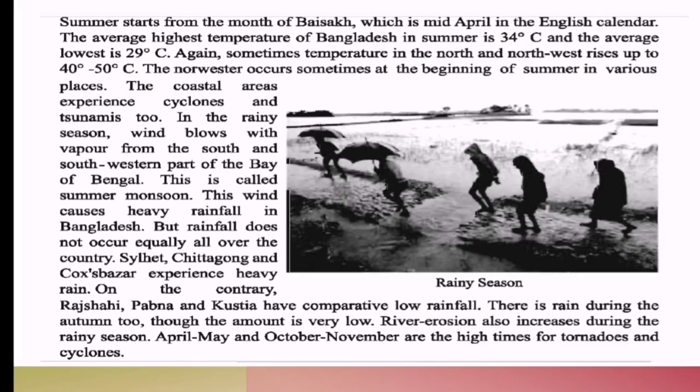Underline the first sentence. Summer starts from the month of Boishak, which is mid-April in the English calendar. Along with that, underline the following sentence as well. The average highest temperature of Bangladesh in summer is 34 degrees Celsius and the average lowest temperature is 29 degrees Celsius. These two lines are very important as they may come in your examination as a short question or MCQ.